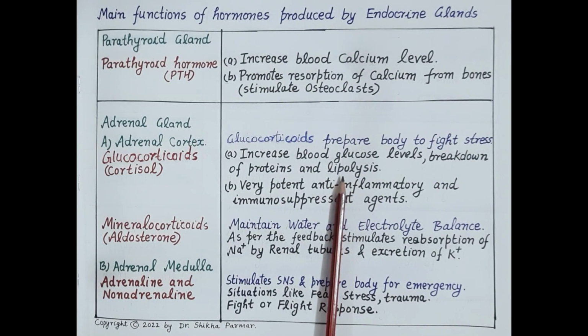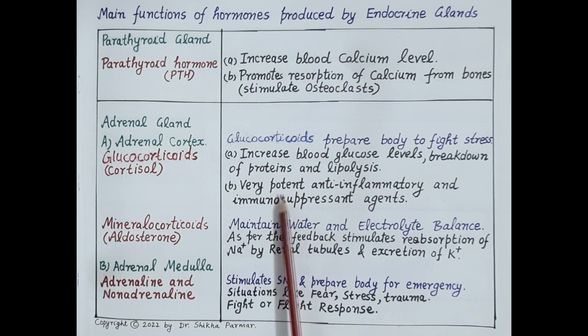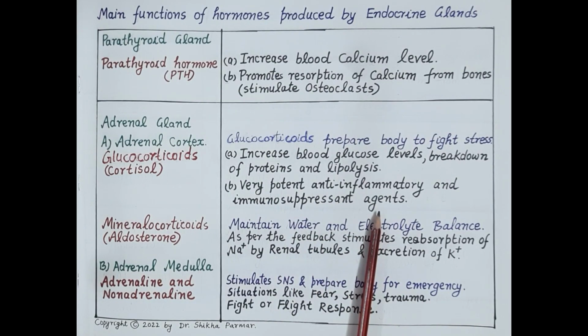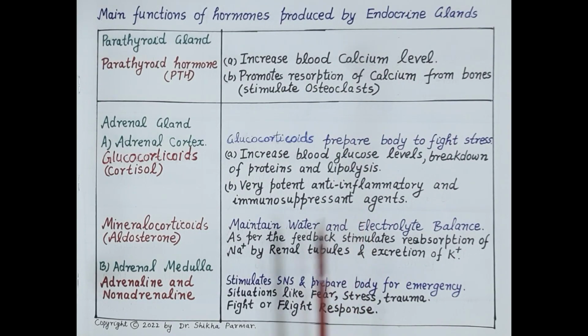Very important to remember from the pharmacology point of view that synthetic glucocorticoids are called corticosteroids. Corticosteroids are very potent anti-inflammatory and immunosuppressant agents. These corticosteroids are very important in the management of inflammatory diseases like asthma and rheumatoid arthritis.